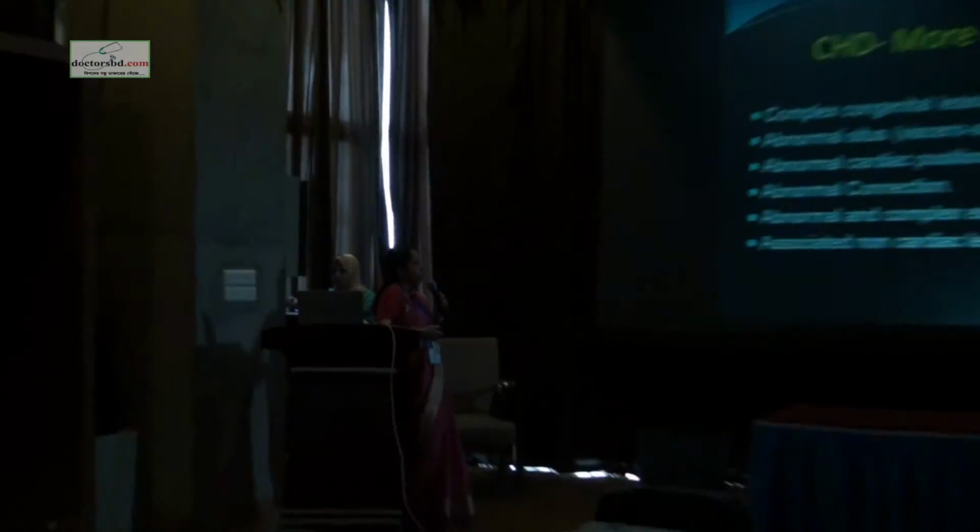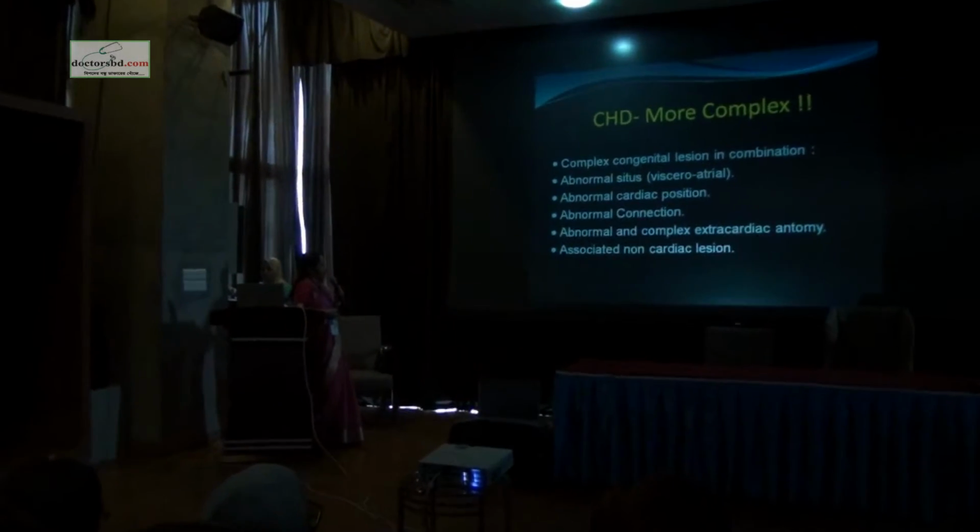Like cyanotic and acyanotic. Cyanotic includes TOF and TGA, and acyanotic includes VSD, ASD, PDA, pulmonary stenosis, aortic stenosis, and coarctation of aorta. Then some are more complex, with multiple anomalies present in the same heart.